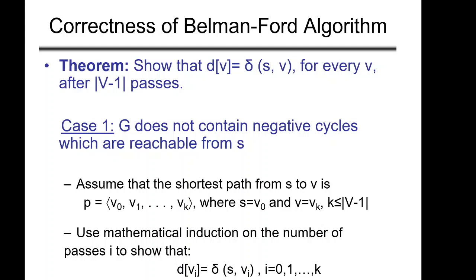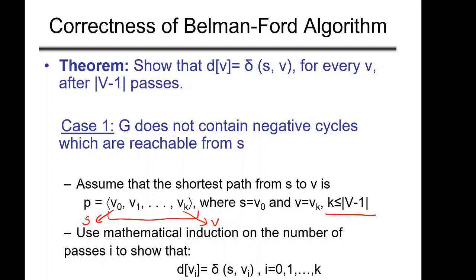So let's prove this by induction. There are two cases now. Case one is that G does not have a negative cycle which is reachable from S. In that case, let's assume that the shortest path from S to V is this. Okay, this is the shortest path, and V0 is actually S, the source, and Vk is actually V. Now the path P is simple, so K is definitely less than or equal to V minus 1.